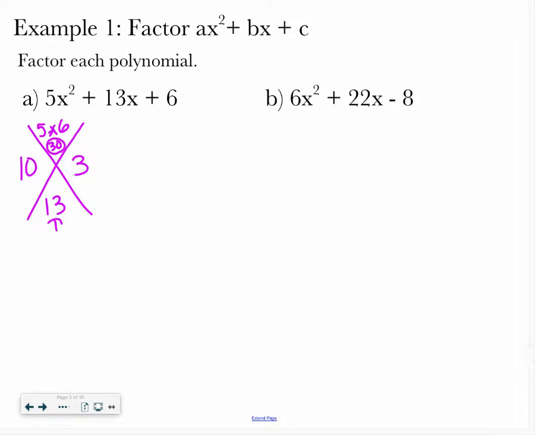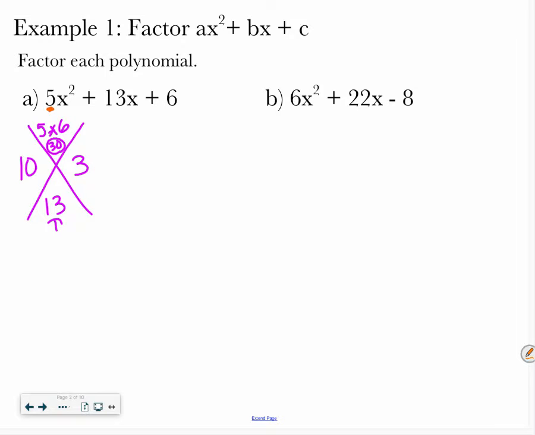Okay, so now I have my numbers, and yesterday what we would do is we would just write x plus 10, x plus 3, and call it a day, except now we have that number, and if we forgot, or if we did it the same way as yesterday, we would end up with just an x squared instead of that 5x squared. So we have to do it slightly different.